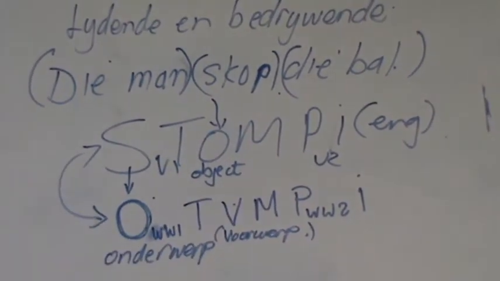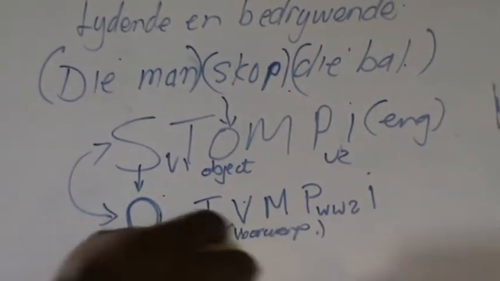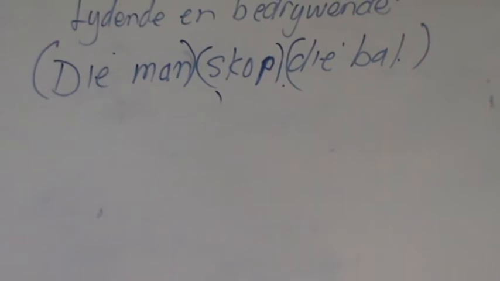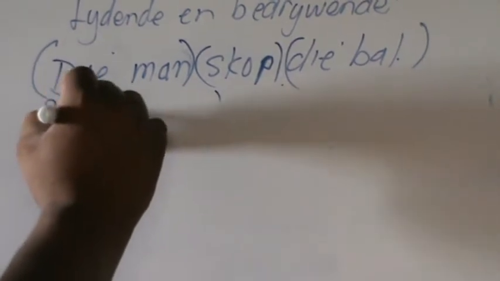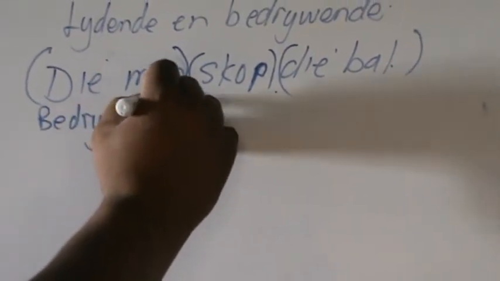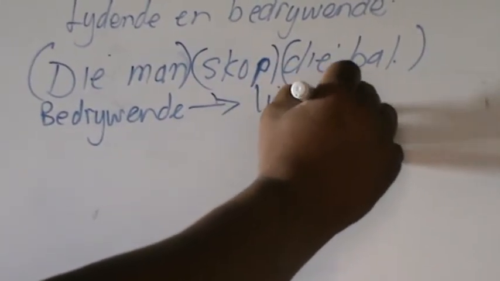Right. After we've now established what is our object, it is this one, the voorwerp. Now we can start working towards putting the sentence into lydende vorm, right? So there we have our sentence. This one is in bedrywende vorm, right? We need to put it into lydende vorm, right? How are we going to do that?